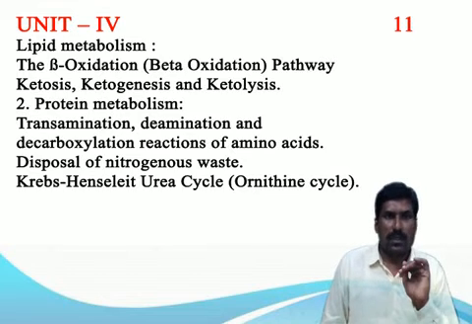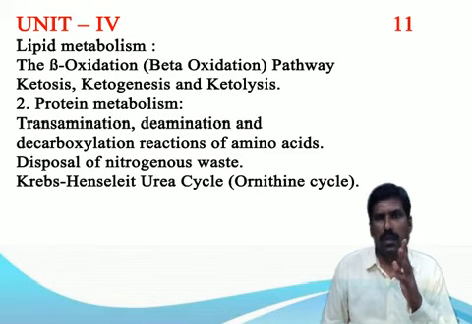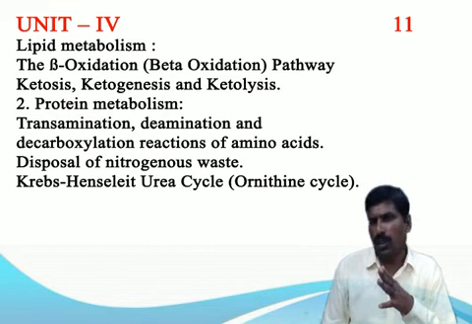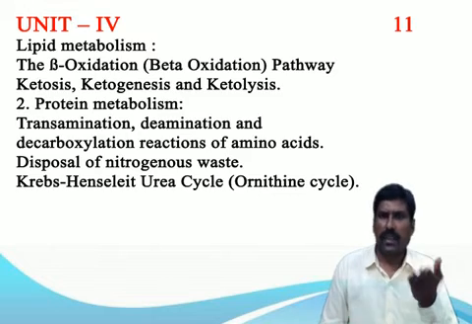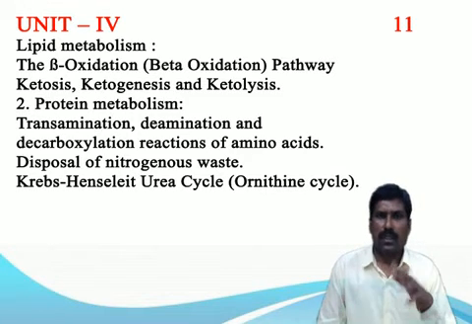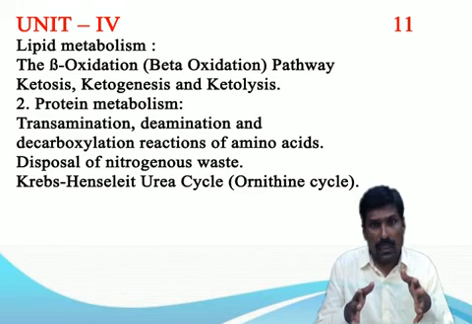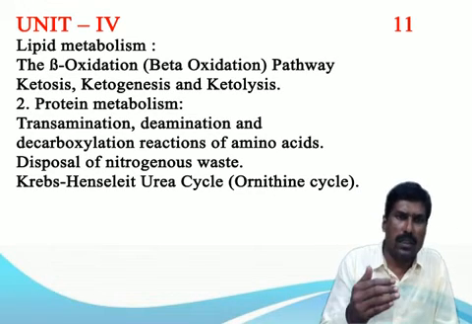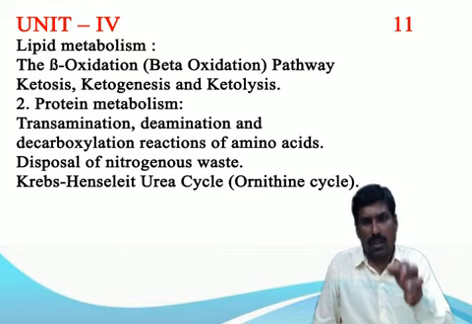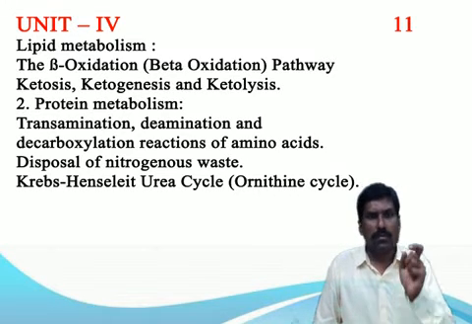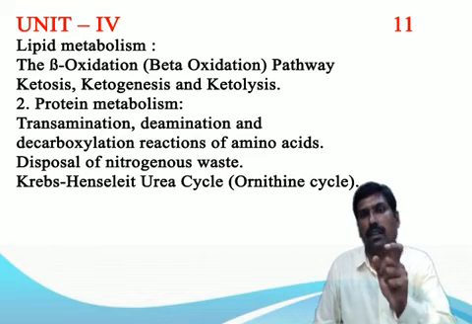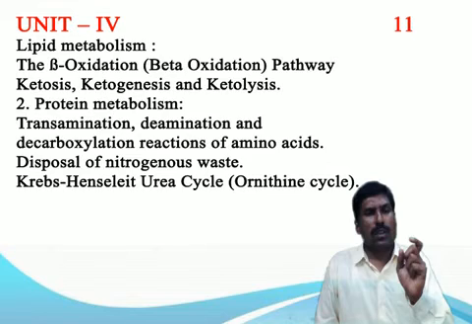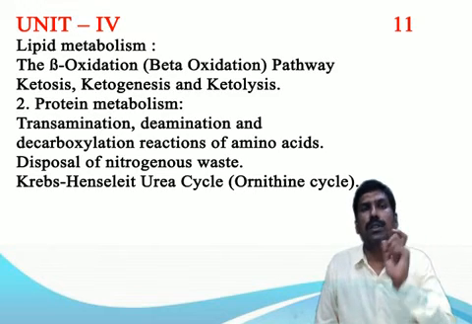Then ketogenesis. We know ketogenesis is the biochemical process through which organisms produce ketone bodies through breakdown of fatty acids and ketogenic amino acids. This process supplies energy under circumstances such as fasting or caloric restriction to certain organs, particularly the brain, heart, and skeletal muscle. Then ketolysis. Ketolysis is the breakdown of ketones.